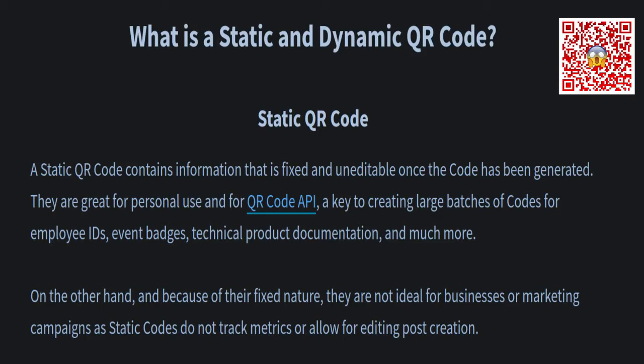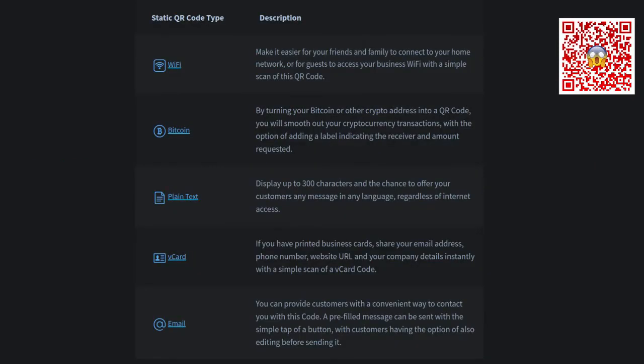What is a static and dynamic QR code? Static QR code. A static QR code contains information that is fixed and uneditable once the code has been generated. They are great for personal use and for QR code API, a key to creating large batches of codes for employee IDs, event badges, technical product documentation, and much more.